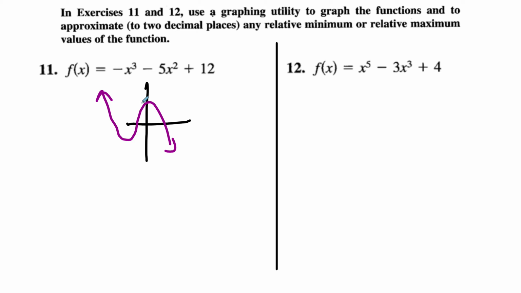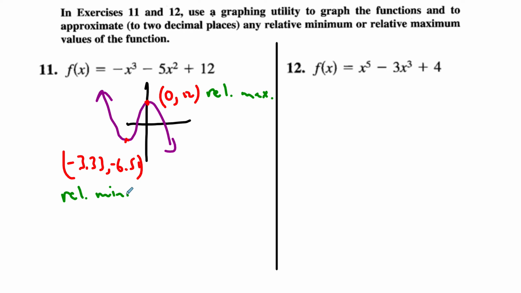Now it turns out that this point here is 0, 12, and this point here is -3.33, -6.51. All that remains is to state what it is. This is a relative max, local high point. This is a relative min, local low point.